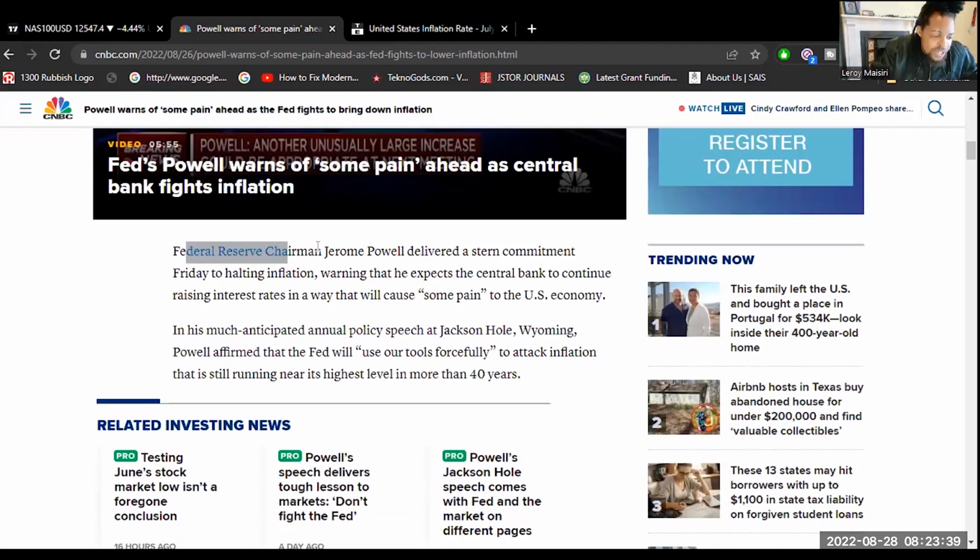"Federal Reserve Chairman Jerome Powell delivered a stern commitment." Right, guys, this is about sentiment. Sentiment is key in the markets, man. Sentiment is the tone of the institutions. If smart money says it's bad, whether it's bad or not, it is going to be bad because it invokes fear, creates volatility, and before you know it, if you're on the right side, money comes to you.